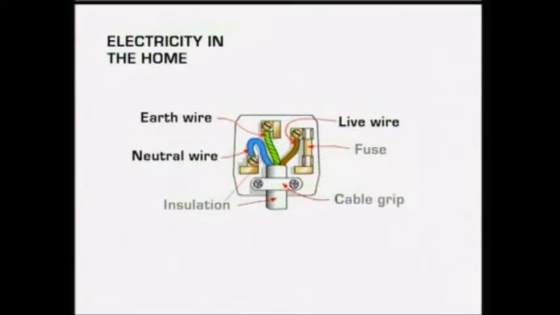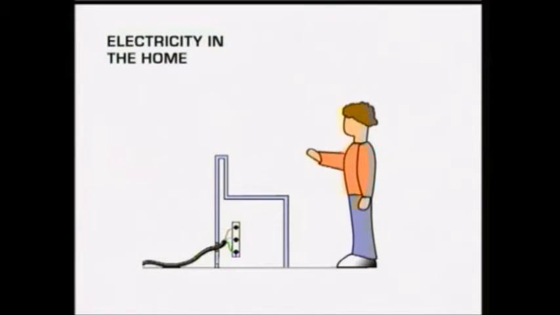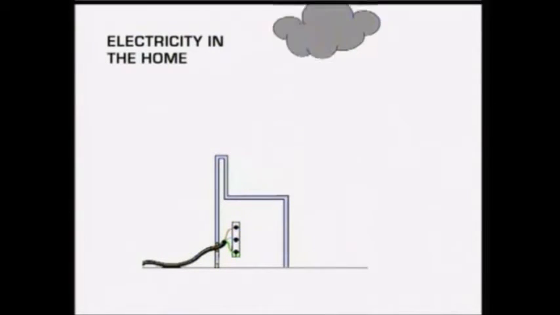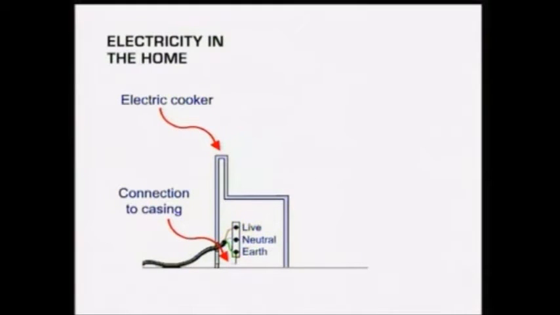The earth wire doesn't carry a current unless something goes wrong. All the wires are insulated to stop any current passing between the wires, and there's another fuse in the plug. Wall sockets are also earthed. If there's a fault in an appliance and the metal body touches a live wire somewhere inside, a person touching it could be killed. The earth wire allows electricity to flow to earth, blowing the fuse and not going through the person.